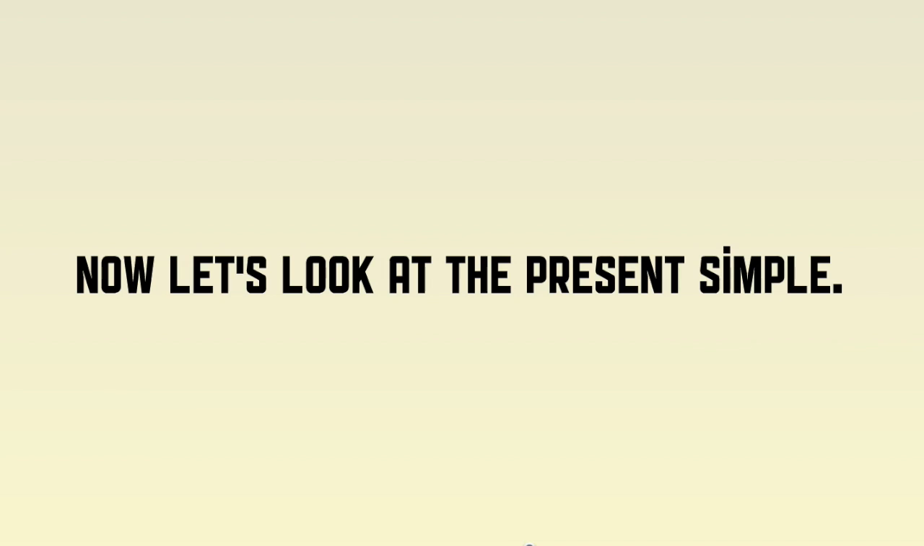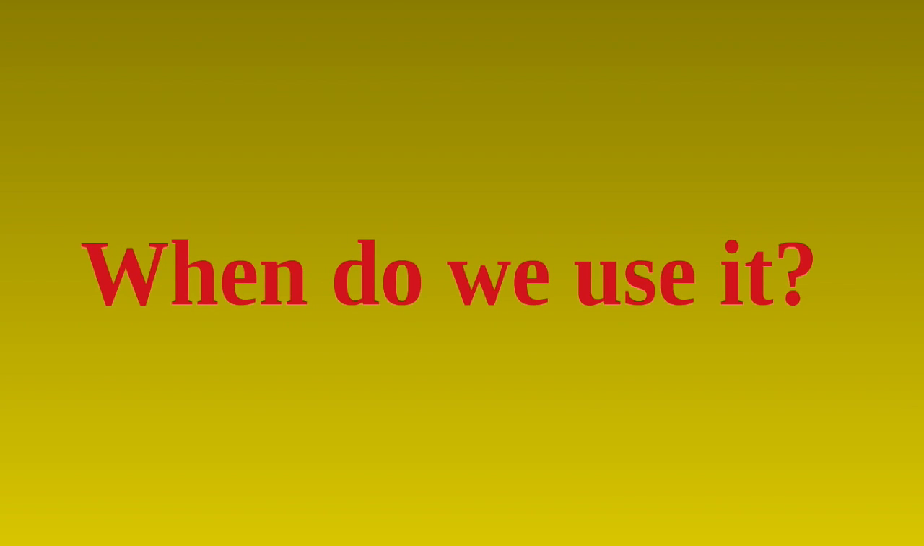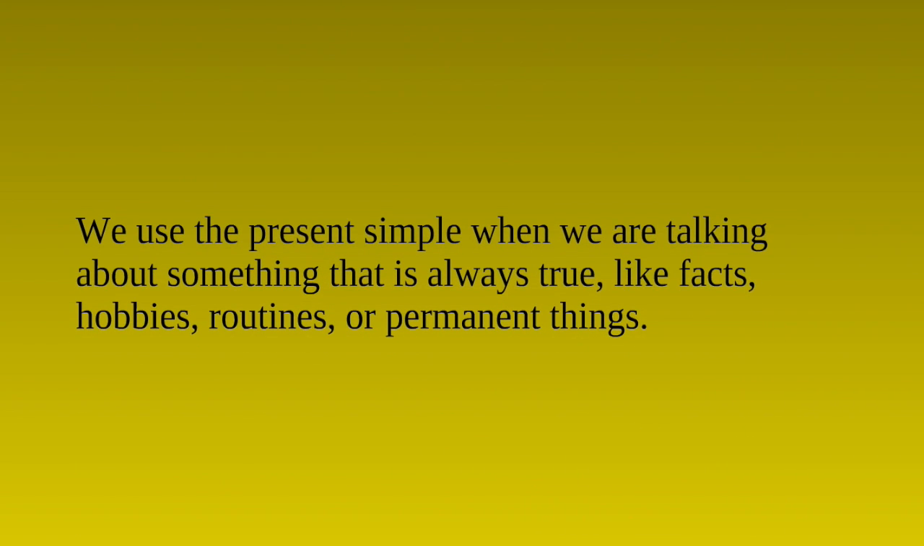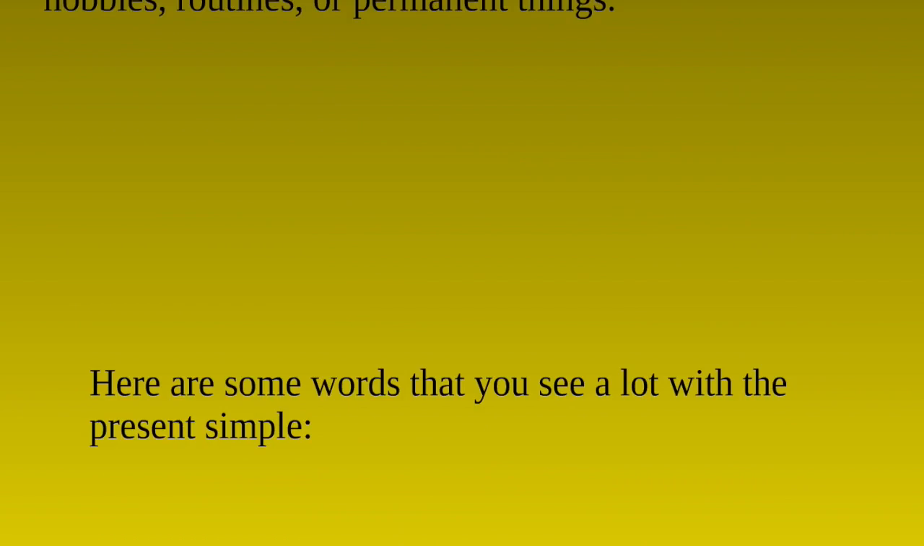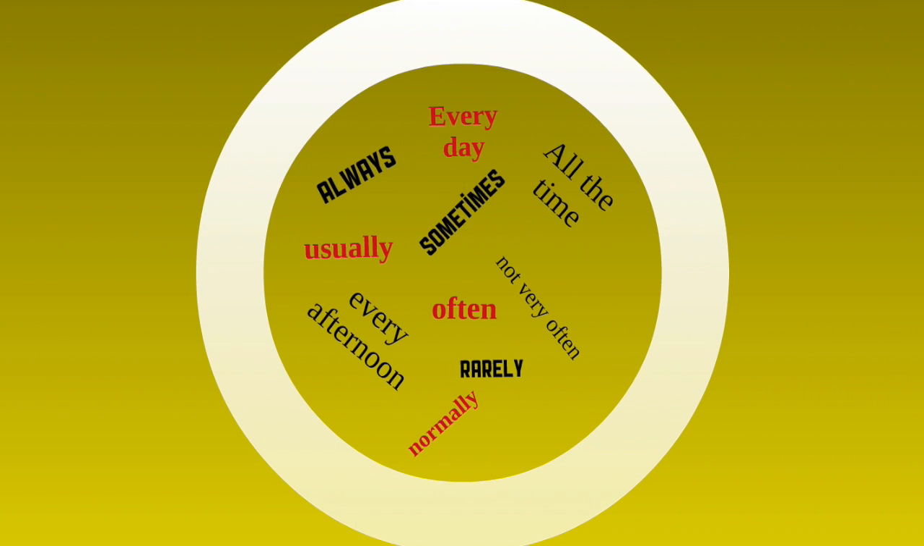Now let's look at the present simple. When do we use it? We use the present simple when we're talking about something that is always true, like facts, hobbies, routines, or permanent things. This might be where you live, what your job is, or what your schedule is. Here are some words that you see a lot with the present simple. Always, every day, all the time, sometimes, usually, every afternoon, often, rarely, normally, not very often.